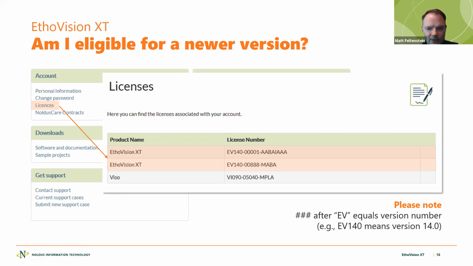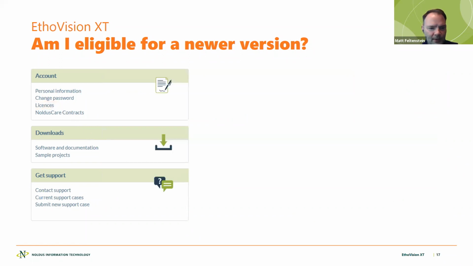EV means EthoVision, and 140 means you're eligible to use version 14.0. So if you're using version 11.5 and you go to My Noldus, click on licenses, and you see this, you're like, oh, I'm actually eligible to use EthoVision 14. You can download the software in the downloads here.